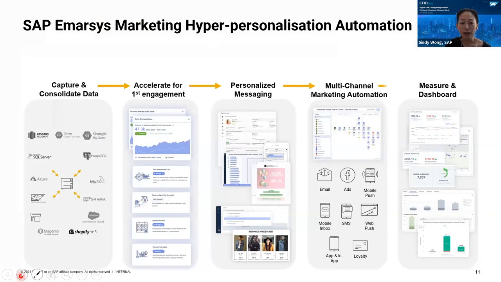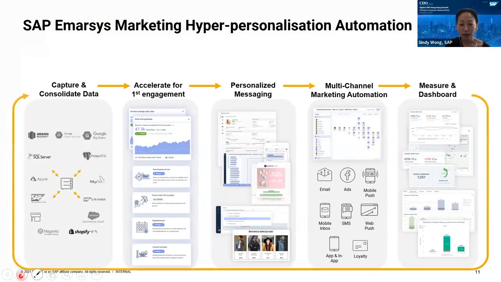And from a marketing point of view, once we've collected all this data in a centralized database, then we can do omni-channel, personalized, automated marketing, because all the data is in one single data storage and it's not scattered everywhere anymore.